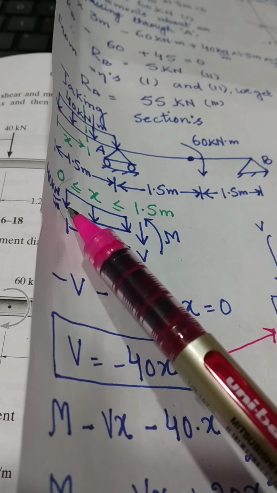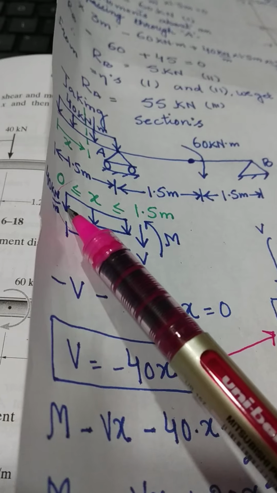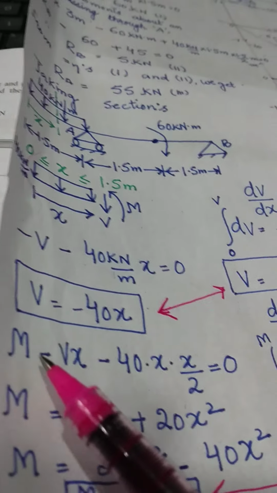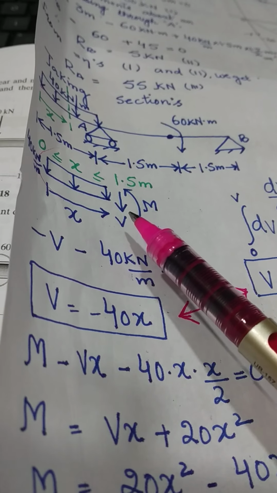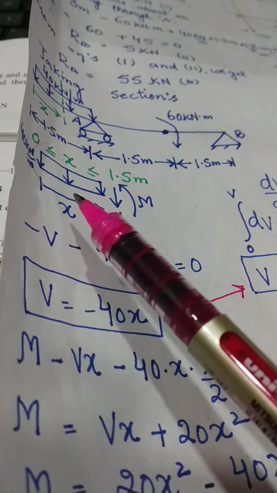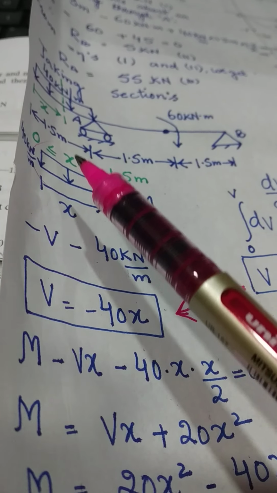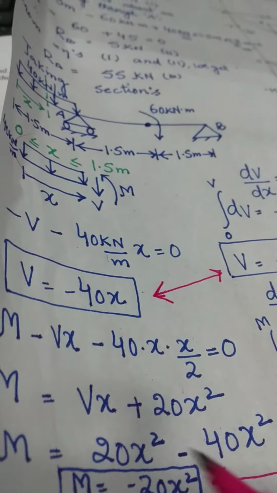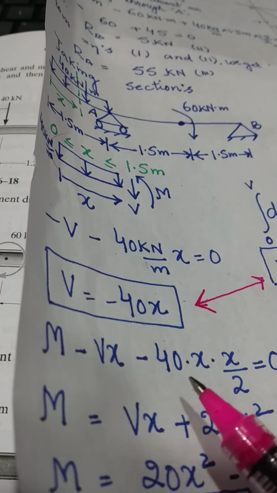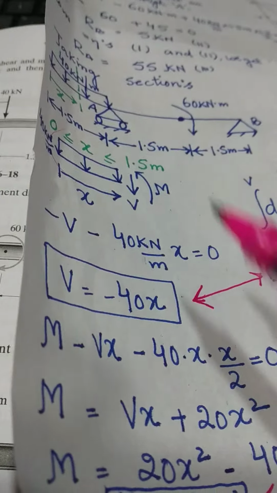Again, start taking moments about an axis passing through this free end. So you have the bending moment M acting anti-clockwise. This is M. The moment because of the shear force V will be V into x, clockwise, negative. And the moment because of this uniformly distributed load will be 40 into x by 2, and it is clockwise because it's trying to rotate this element in the clockwise direction.